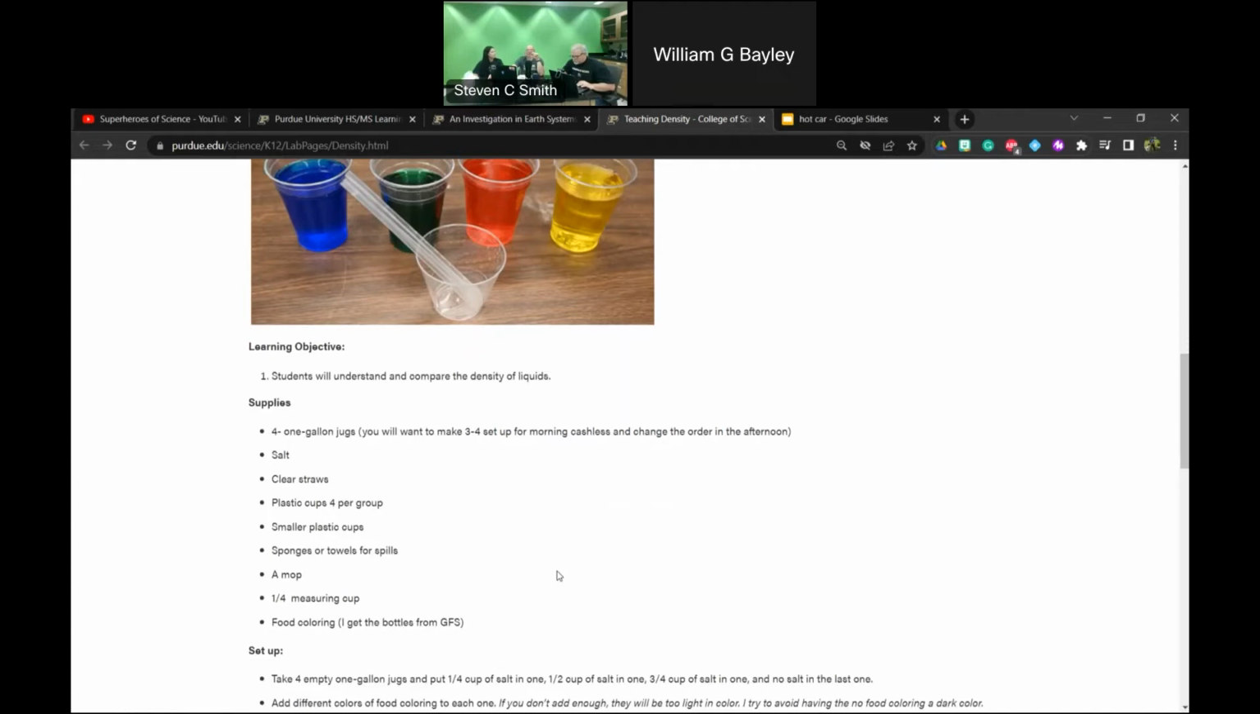Yeah, maybe 5 mil. A bunch of them. I don't even know where they came from. They were in the back of the lab. And I use those for density straws. I pre-fill them up, so I'm ready.